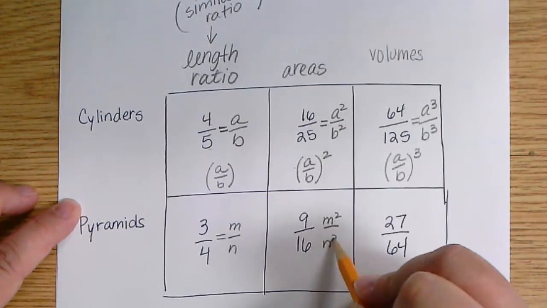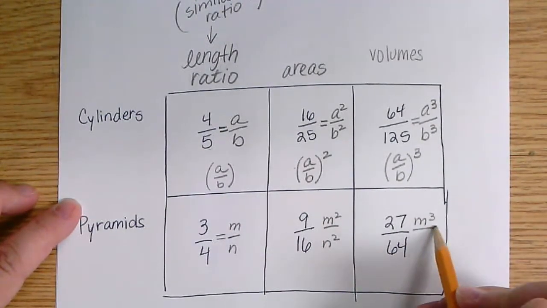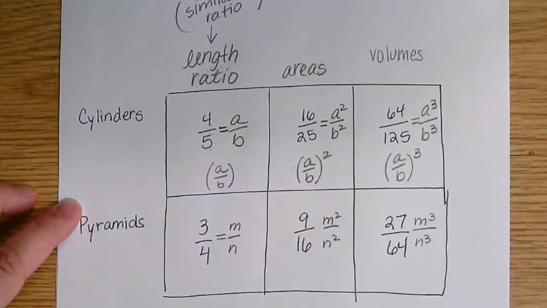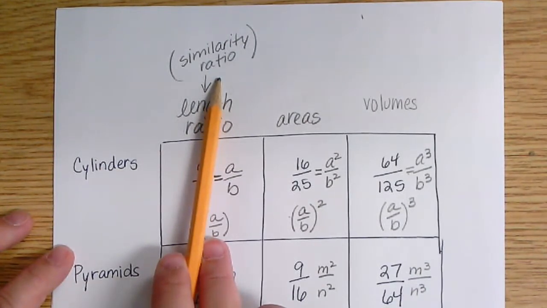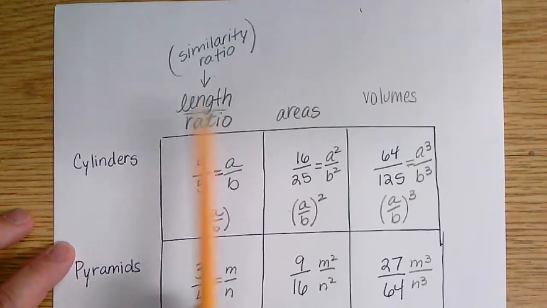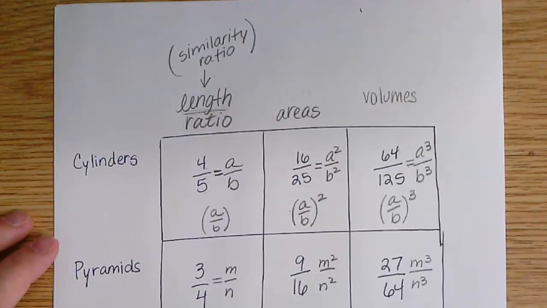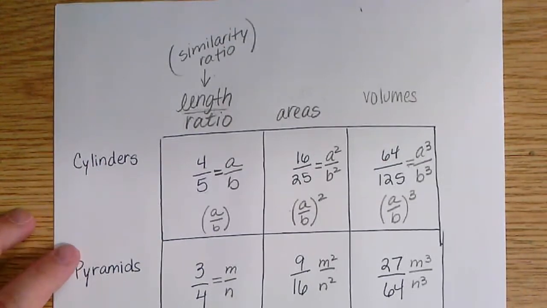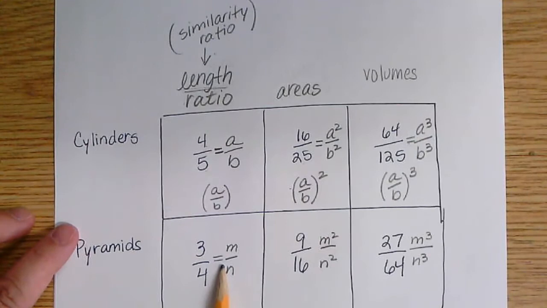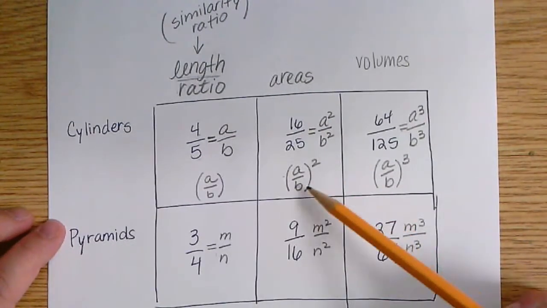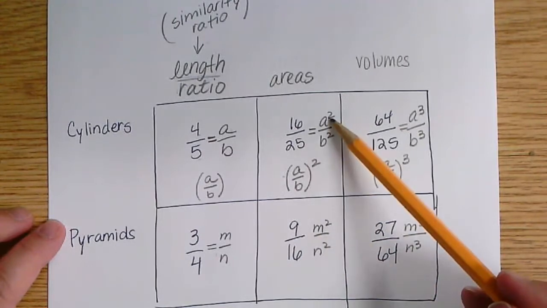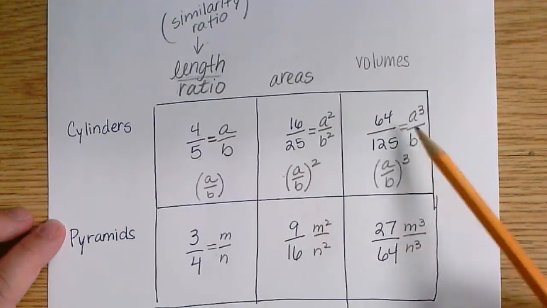N squared would be 16. M cubed would be 27. N cubed would be 64. So whatever your similarity ratio is, or your ratio of just a pair of corresponding lengths, and that could be a radius, it could be a height, it could be a slant height, it could be a width, any just plain straight length, corresponding ones. In other words, it has to be the same one on each figure, the ones that would go together. Whatever your similarity ratio is, the length ratio, if you square it, you get the area ratio. If you cube that, you get the volume ratio.